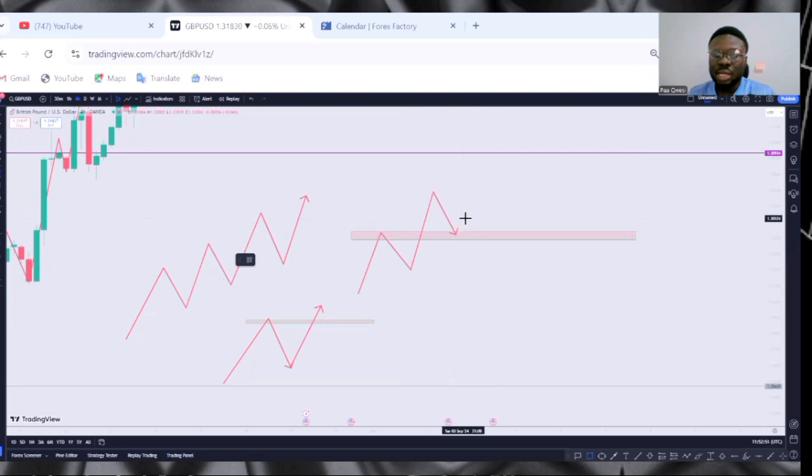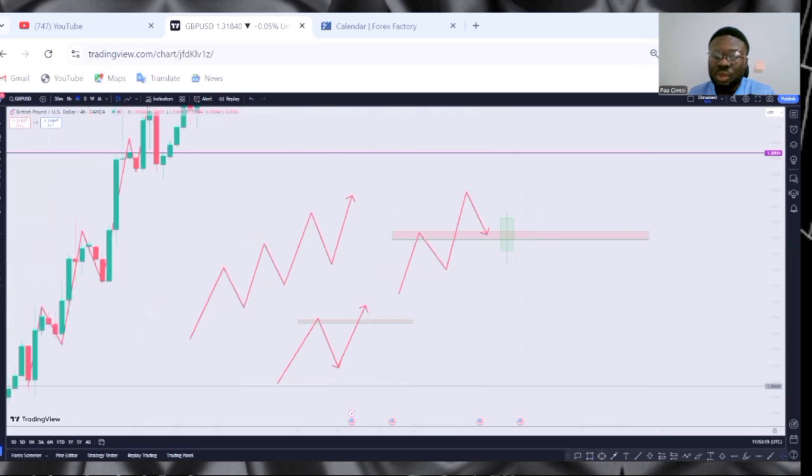So one thing that I'm going to consider is a breakout candle. I want to see a breakout candle. So I want to see something like this. I want to see a bullish candle. Okay, I want to see a strong bullish candle. So this is what I want to see. So my entry is going to be when the candle breaks above the resistance level.